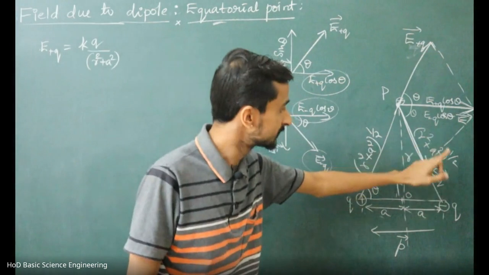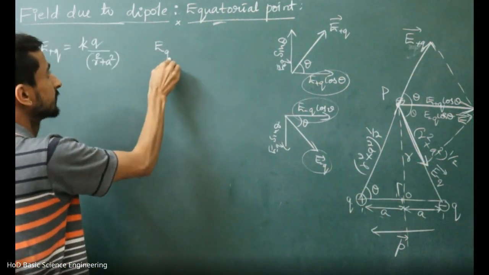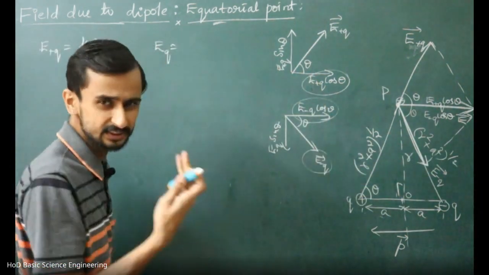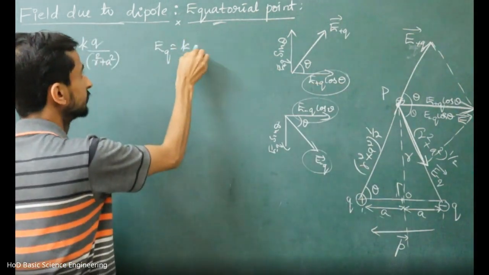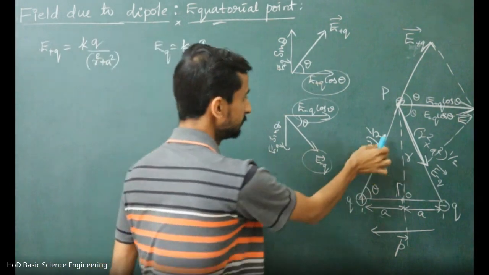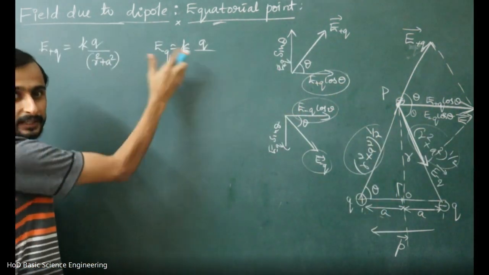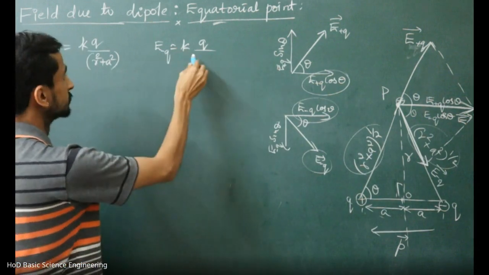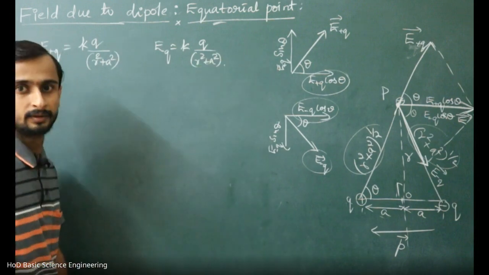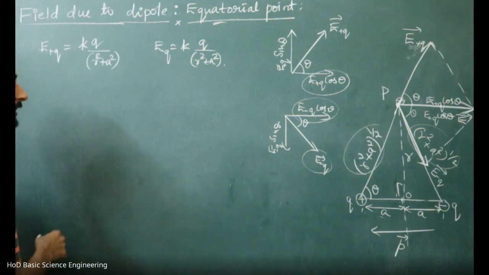Similarly, we can write the expression for E minus Q. E minus Q is the electric field at P due to minus Q. Whatever the charge, you have to consider just the magnitude of the charge, so that will be Q itself. The distance is also the same, therefore you get the same expression for E minus Q also: R square plus A square. Correct now?